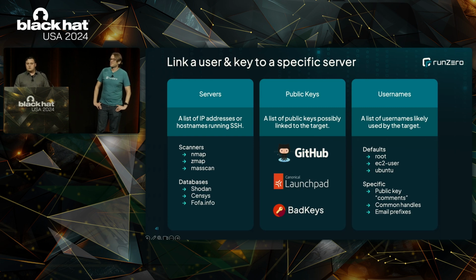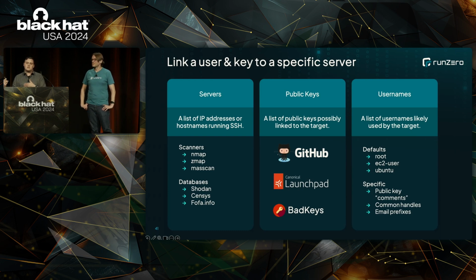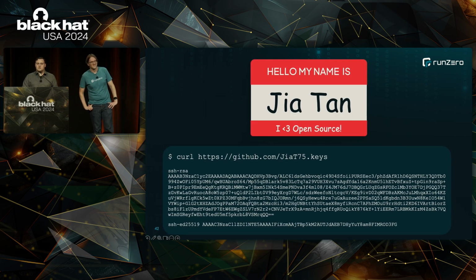And then lastly, you want a list of usernames to try for each key. So this could be your standard cloud defaults, could be the comments from the person's key in GitHub, which usually indicates what their default username is, and so on. So you put this recipe together, and we go hunting for Jia Tan.